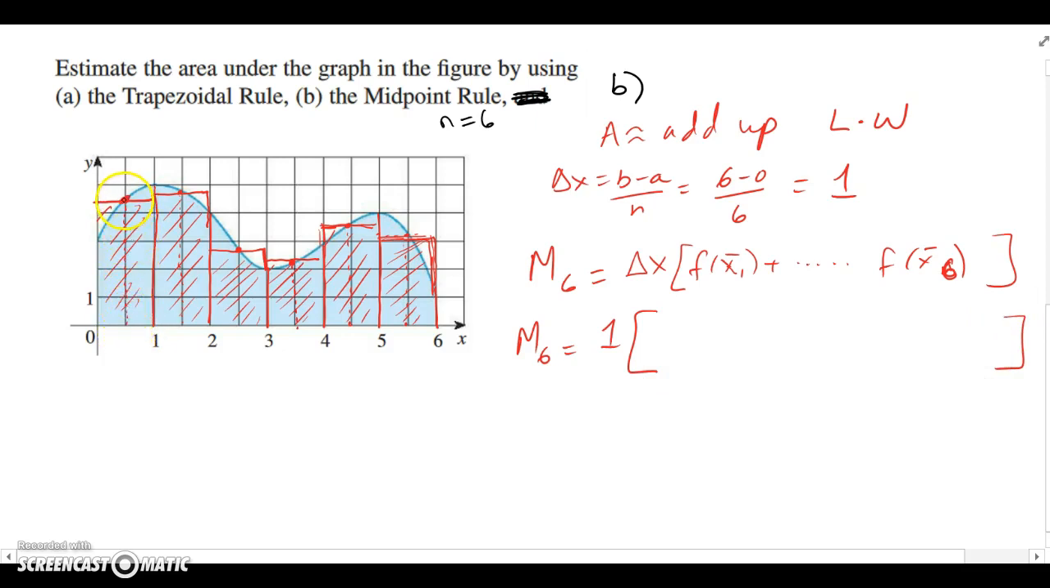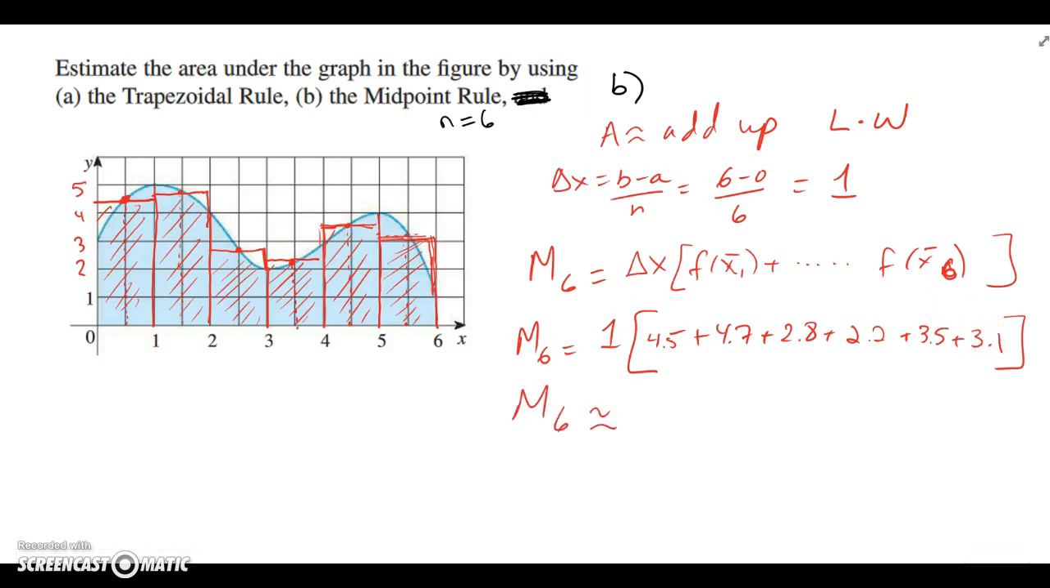So I go up to my graph, and it looks like that's a 5, maybe like 4.5 for my first one. The next one looks a little higher, maybe like 4.7. The next one, how high does it go? Maybe like 2.8. Next one maybe goes like, I don't know, 2.2. Next one looks like it goes maybe 3.5-ish. And then the last one goes up to about 3.1-ish. We punch that in and we get approximately 20.8 using the midpoint rule approximation.